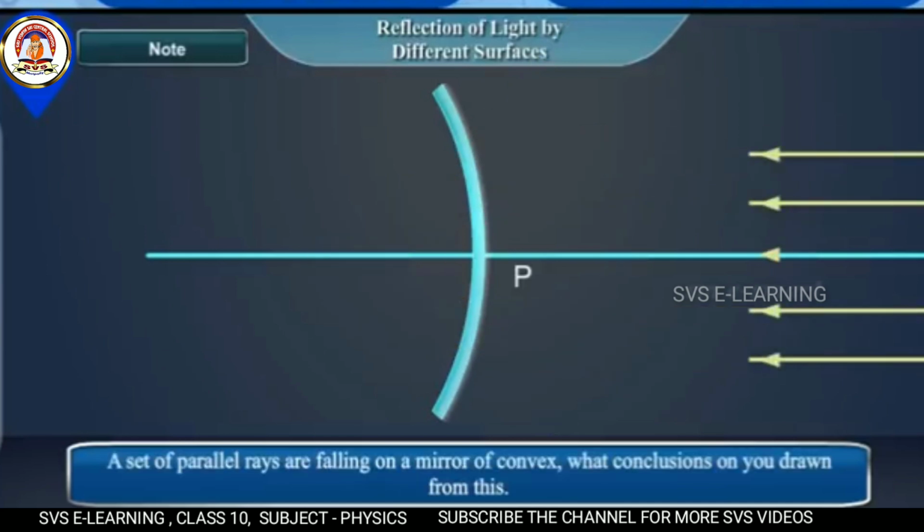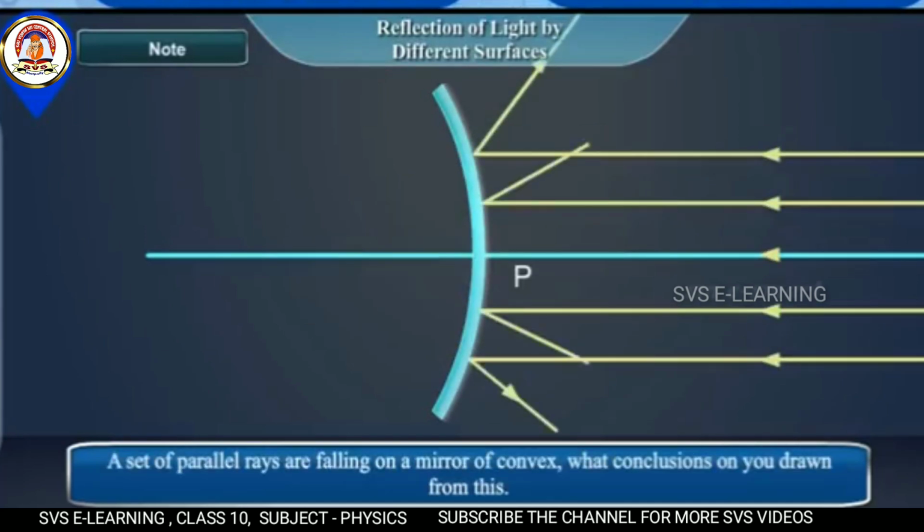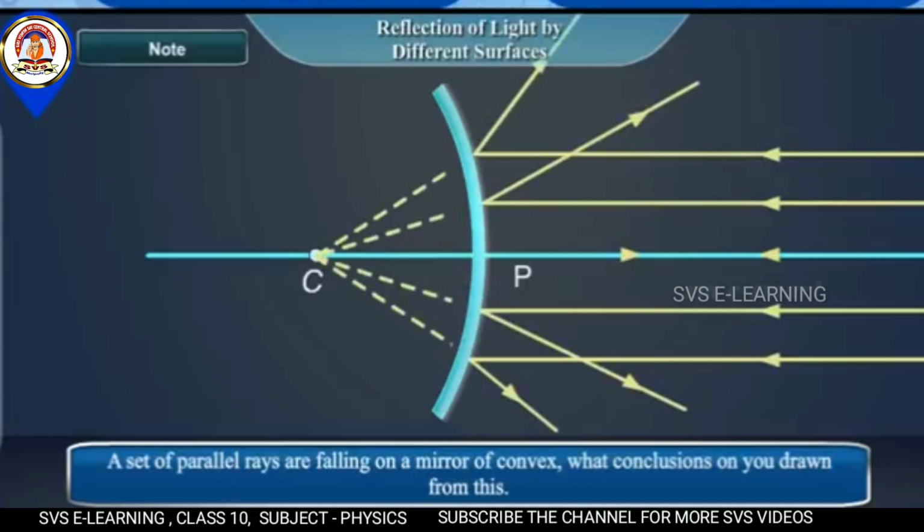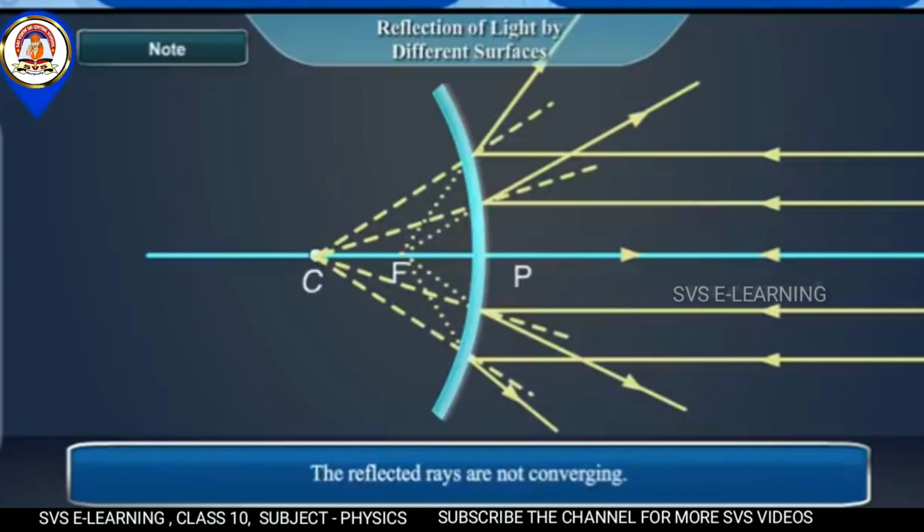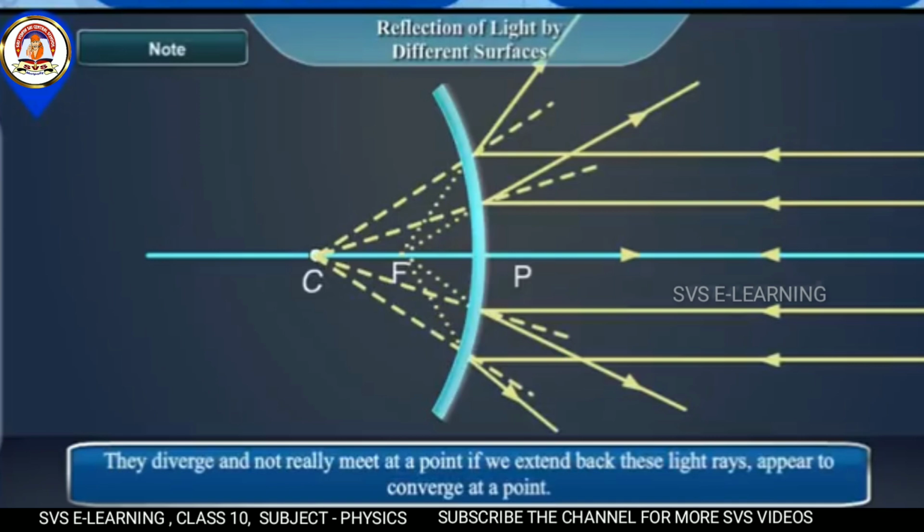A set of parallel rays is falling on a convex mirror. What conclusions can you draw from this? The reflected rays are not converging. They diverge and do not really meet at a point. If we extend these light rays back, they appear to converge at a point.